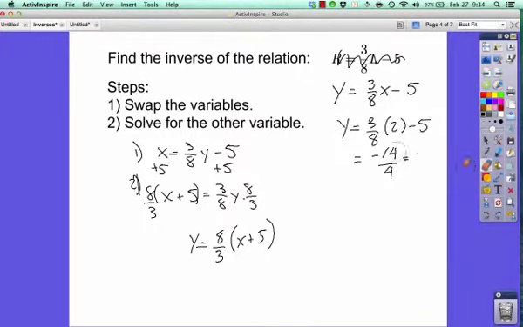Oh, yeah, you're right. 3 over 4 minus 20 over 4. Yeah, not 6 over 4. 3 over 4 minus 20 over 4 is negative 17 fourths. Thank you. Better? Yeah. Good.